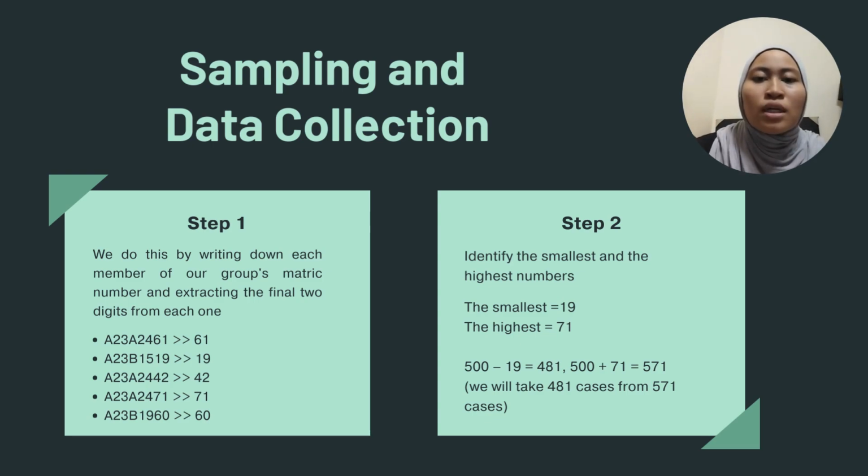Step 2, identify the smallest and the highest number. The smallest is 19, the highest is 71. So we will take 500 minus 19 equal to 481, and 500 plus 71 equal to 571. So we will take 481 cases from 571 cases.